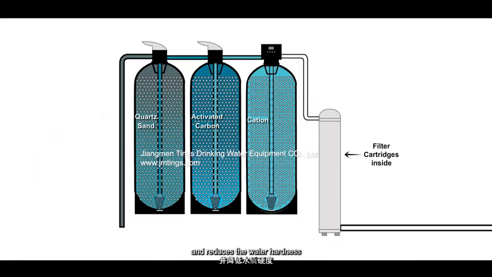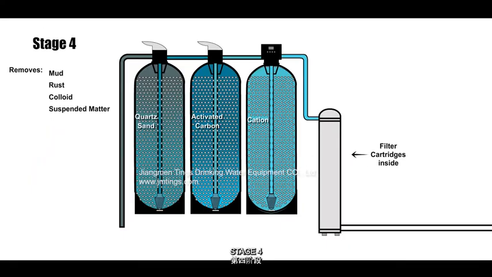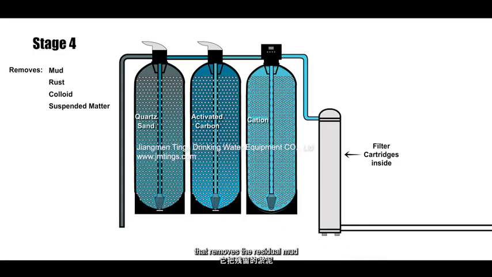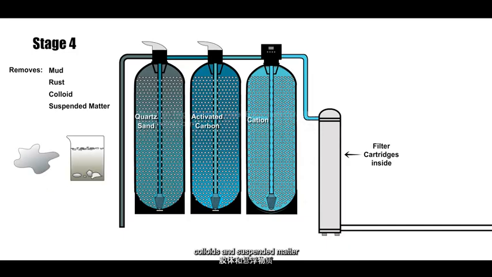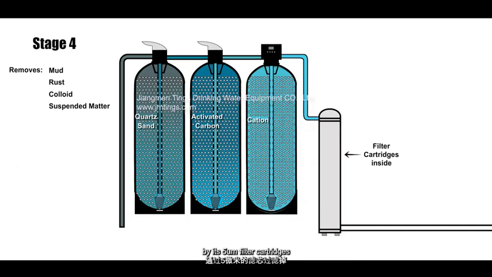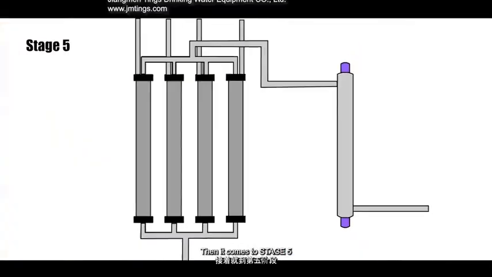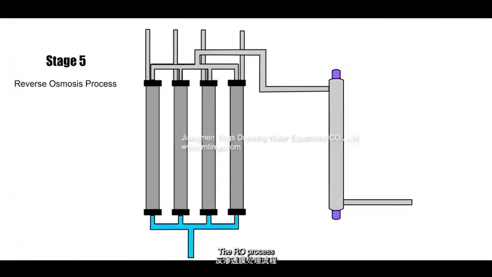water hardness. Stage 4. The precise filter is a security protection device before the RO membrane system that removes the residual muck, rocks, colloids, and suspended matter by its 5 filter cartridges. Then it comes to stage 5, the RO process.